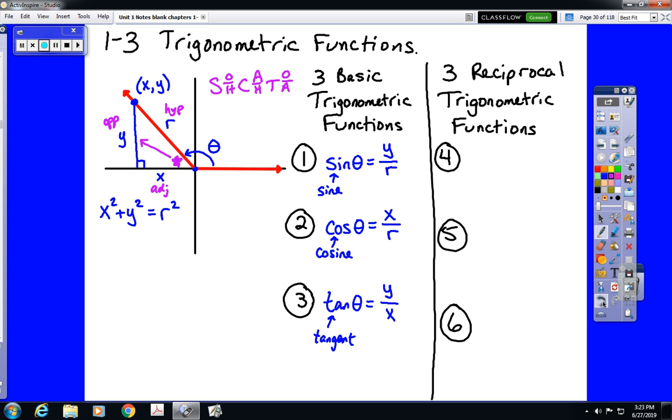Now I'm going to remove all that SOHCAHTOA stuff from the screen. And then we're going to talk about the 3 reciprocal identities. So that's going to take me a minute here. Let me get that removed.